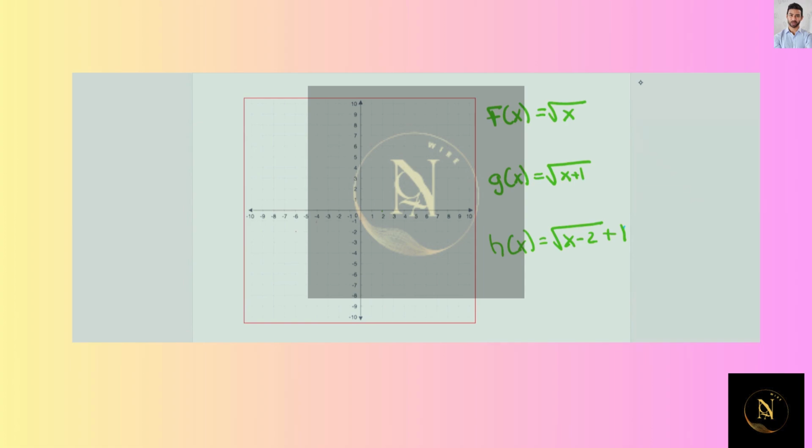Given the functions f of x equals the square root of x, g of x equals the square root of x plus 1, and h of x equals the square root of x minus 2 plus 1, we're going to graph these and see how they differ from each other.